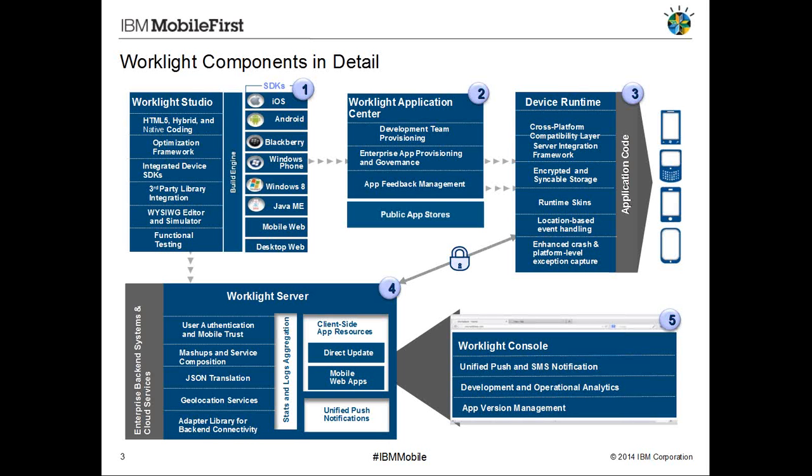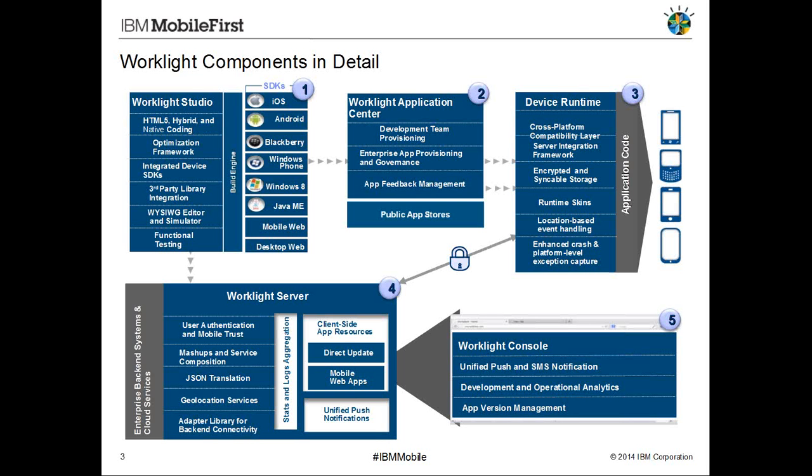And the last piece, the fifth component, is the Worklight console, and here is where we do the unified push, the SMS notification, and we also get a detailed amount of analytics on the operational data and on the usage parameters. We also get to see the version the users are on, and we can use this console to update or do push notifications for users.